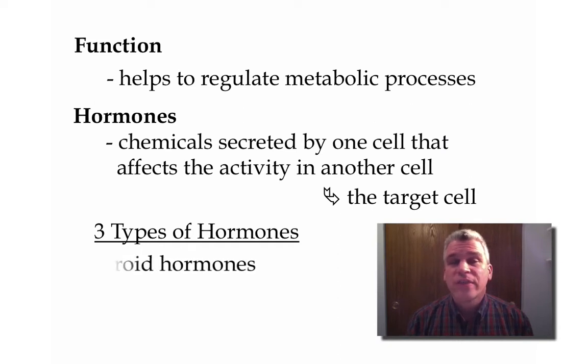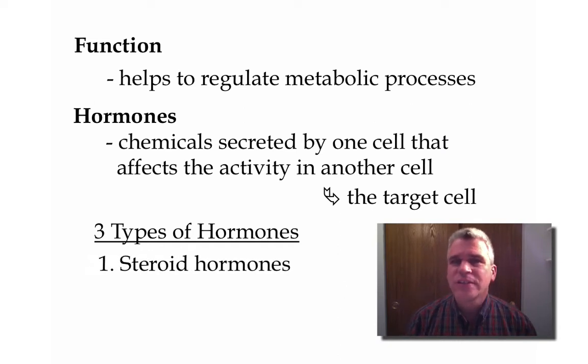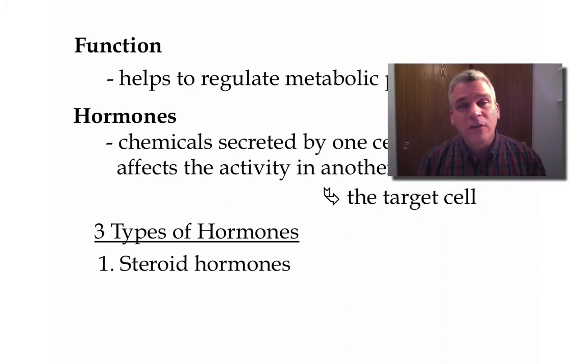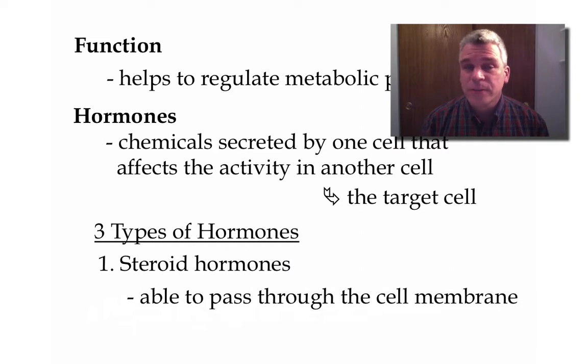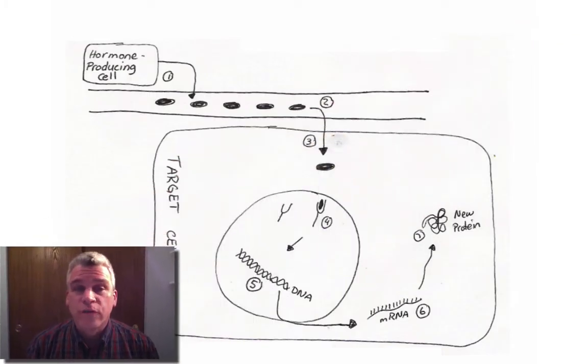We're going to start with the steroid hormones, and you've heard of steroids before. We talked a little bit about steroids in the past, but these steroid hormones, because they're made up of lipids, are able to pass through the cell membrane, which is also a type of lipid. So let's take a look at this wonderful drawing. You're going to see that there are numbers in circles. Those numbers are going to represent different things that are happening in a steroid hormone.